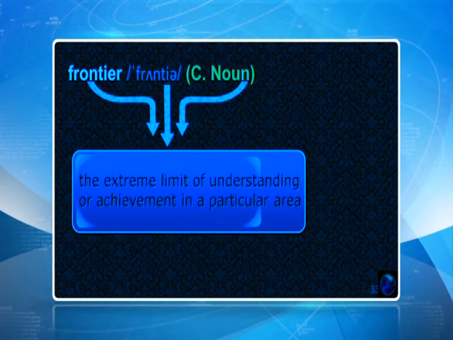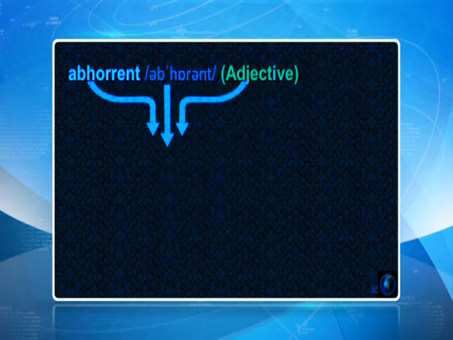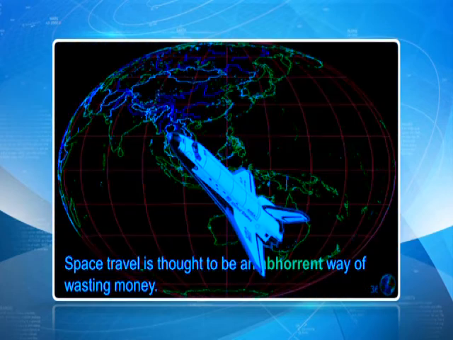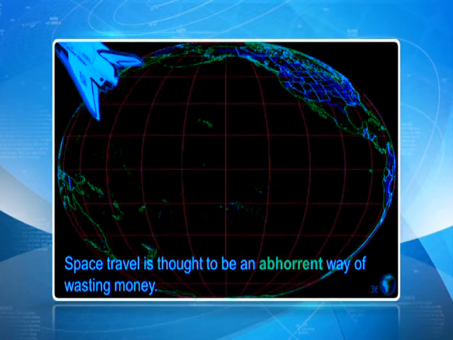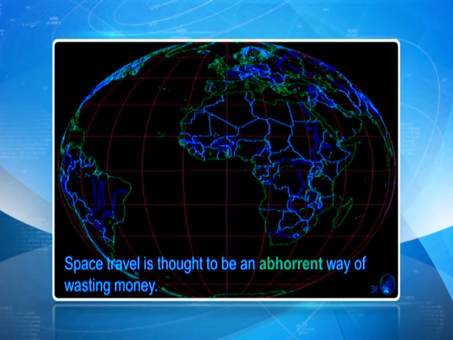It means the extreme limit of understanding or achievement in a particular area. For example, man has been pushing the frontier of knowledge in all fields for the advancement of humanity. The following word is an adjective. It is abhorrent. Abhorrent means inspiring disgust and loathing or repugnance. For example, space travel is thought to be an abhorrent way of wasting money, which is something not acceptable.